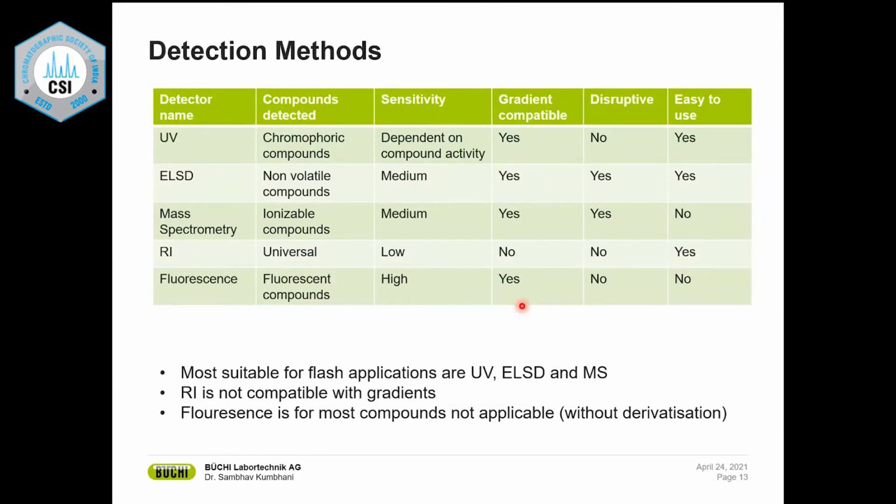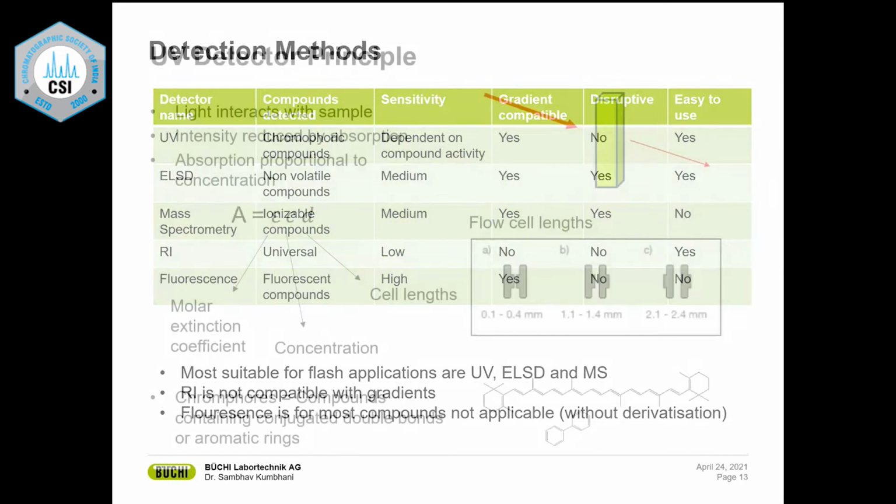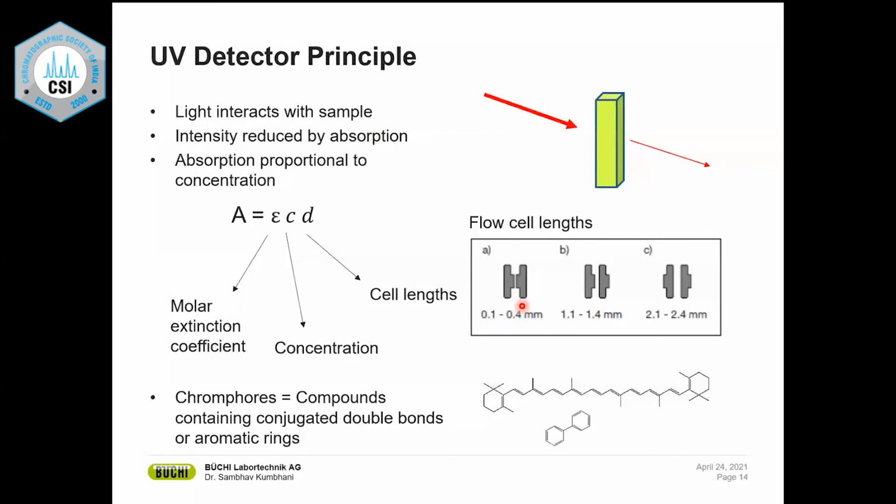You can collect everything that goes in there. Again, not easy to use. You need training. You need to understand how it works, and user training and everything is required. But overall, I would say UV, ELSD, and mass spec are the three most common detectors you will see in flash and prep instruments. So let's talk a little about UV while we are on the subject.